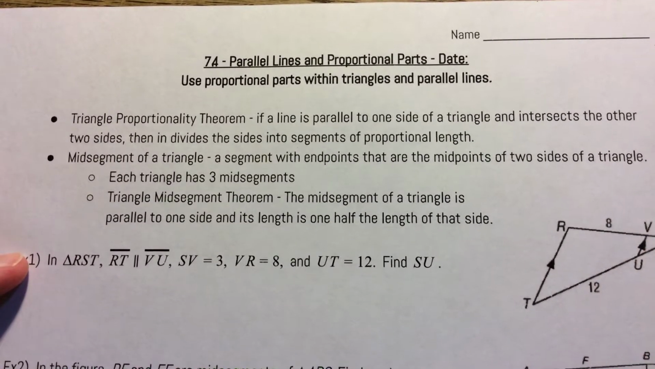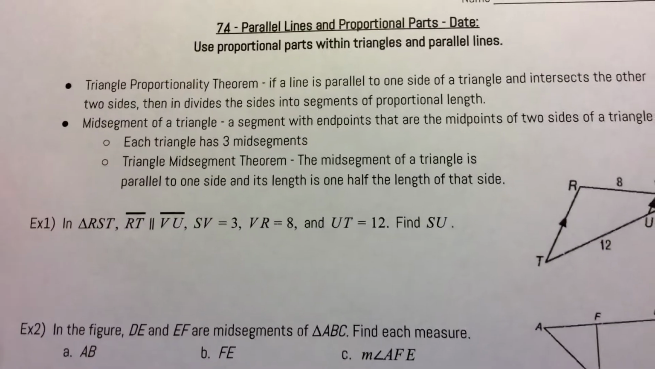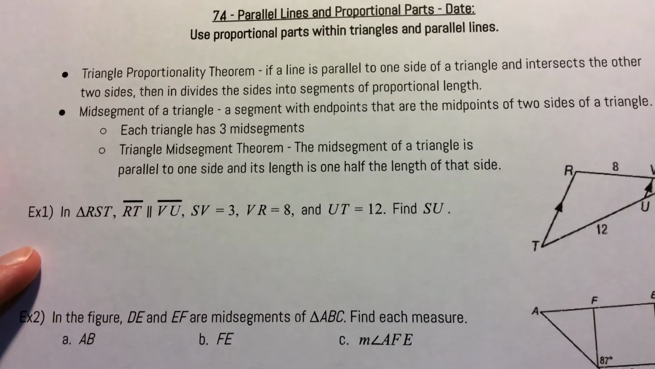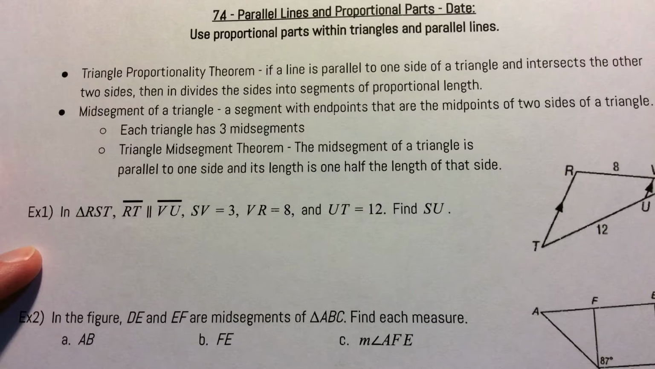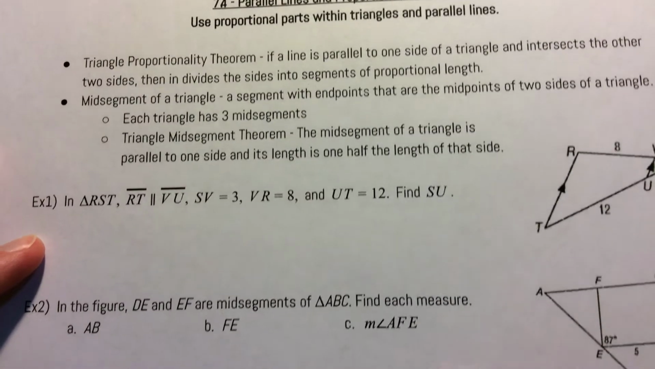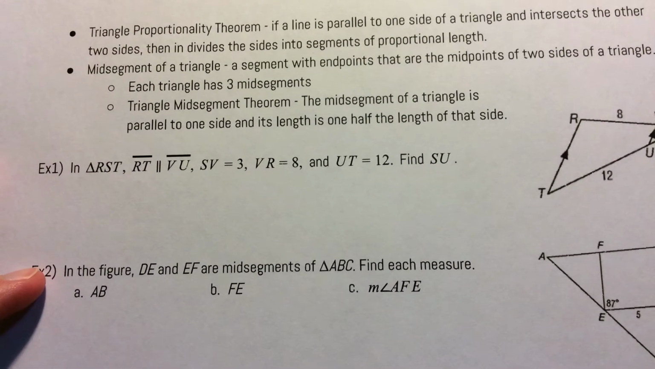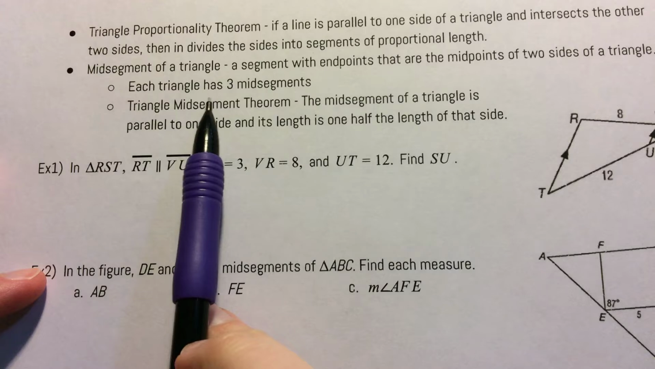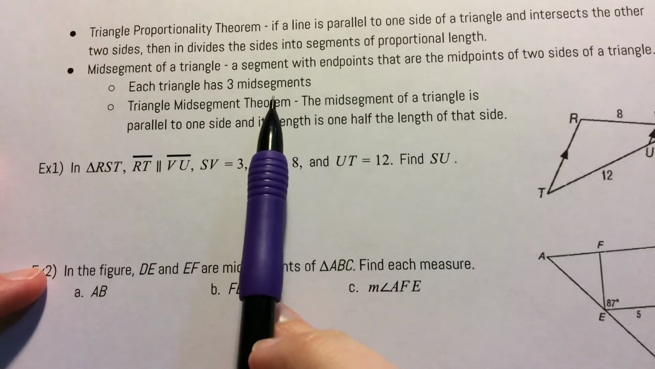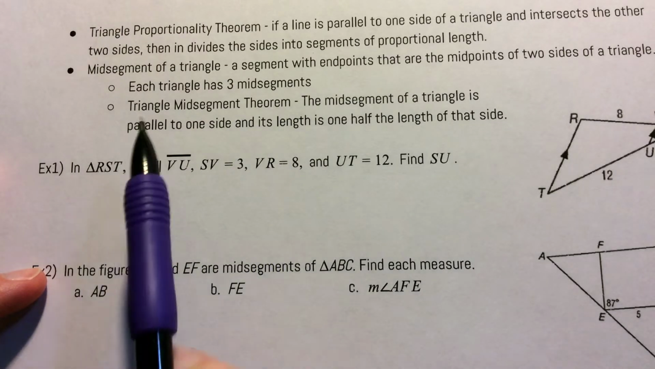7.4, now we are looking at parallel lines and proportional parts. So we have the triangle proportionality theorem that says if a line is parallel to one side of a triangle and intersects the other two sides, then it divides the sides into proportional lengths. And we also have the mid-segment of a triangle, which is kind of like the mid-segment of the trapezoid, only a triangle can have 3 mid-segments, one from each set of sides.